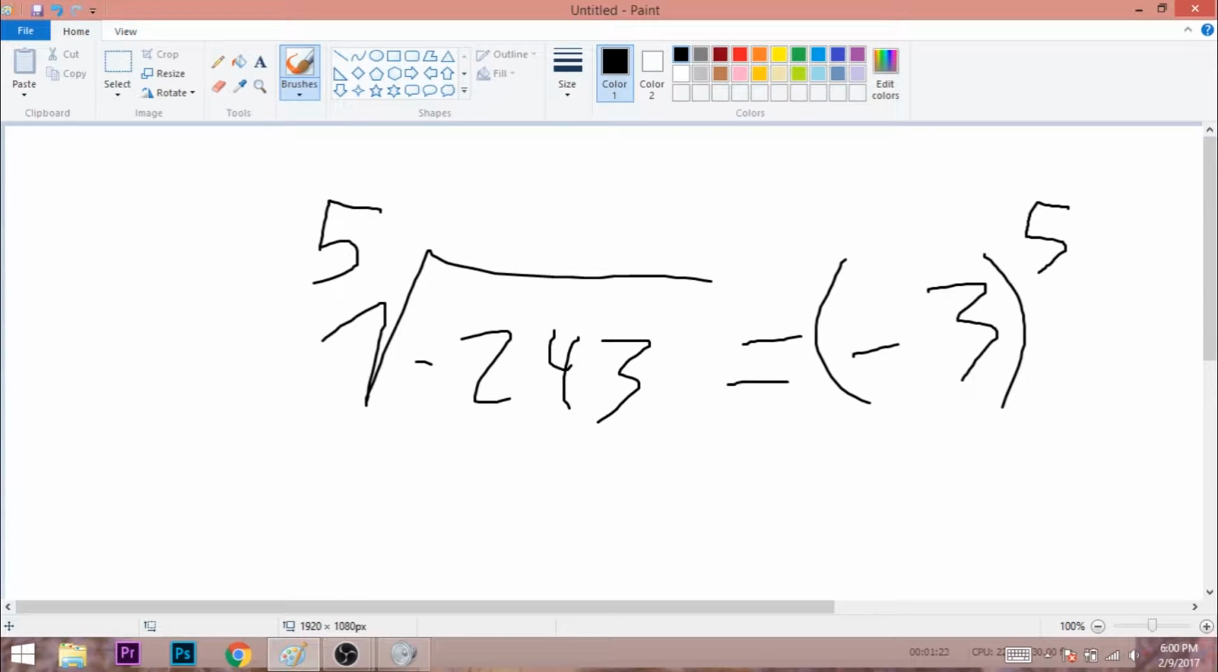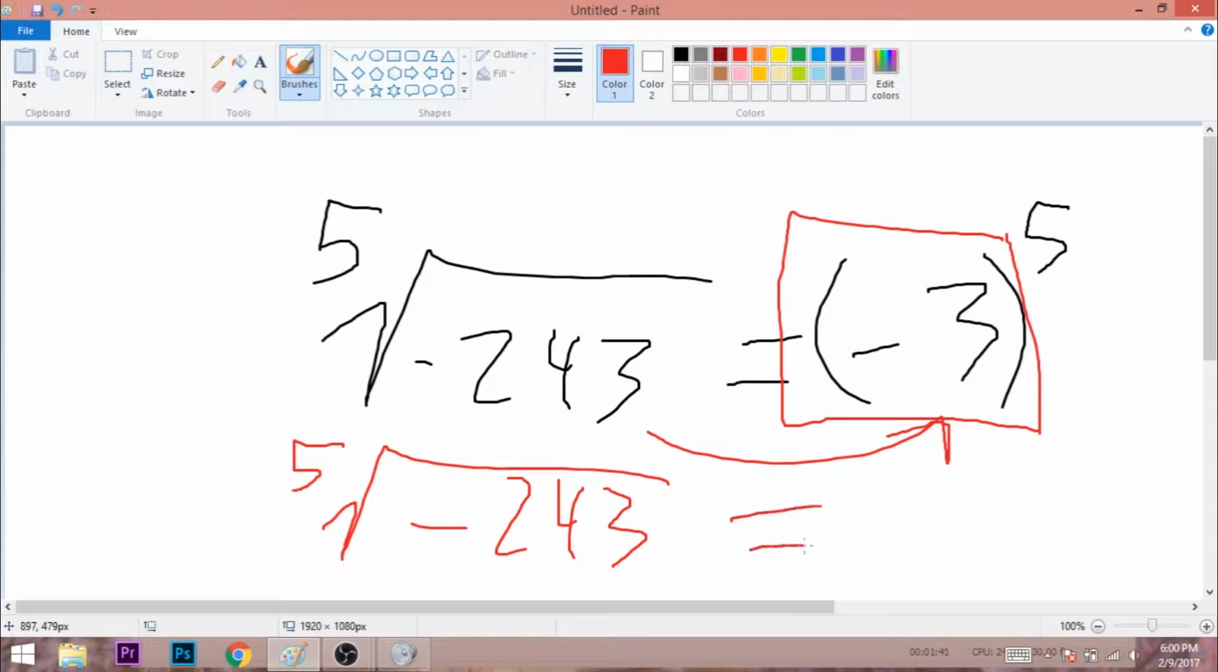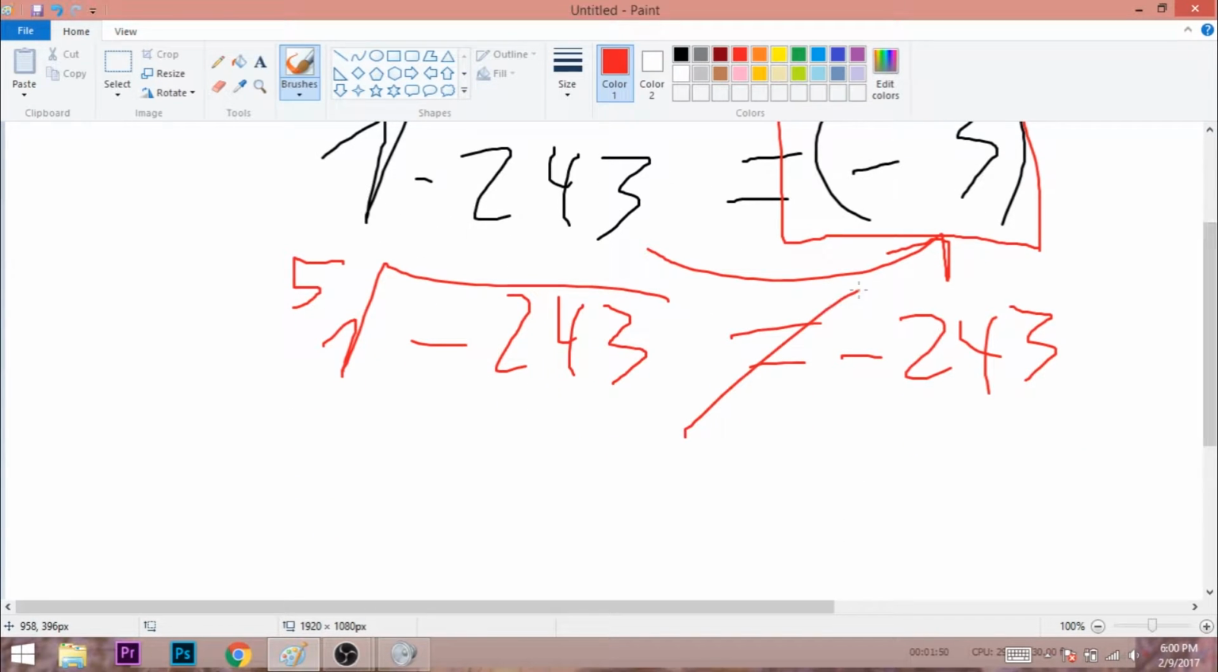I'm writing this wrong, but this is equal to the 3. Remember, we don't have the 5 here. It's not the 5, because by doing this, you're going to get negative 243. The fifth root of this is equal to, if you were to distribute this, put this in, then you'd get negative 243. And this is not equal. Right.